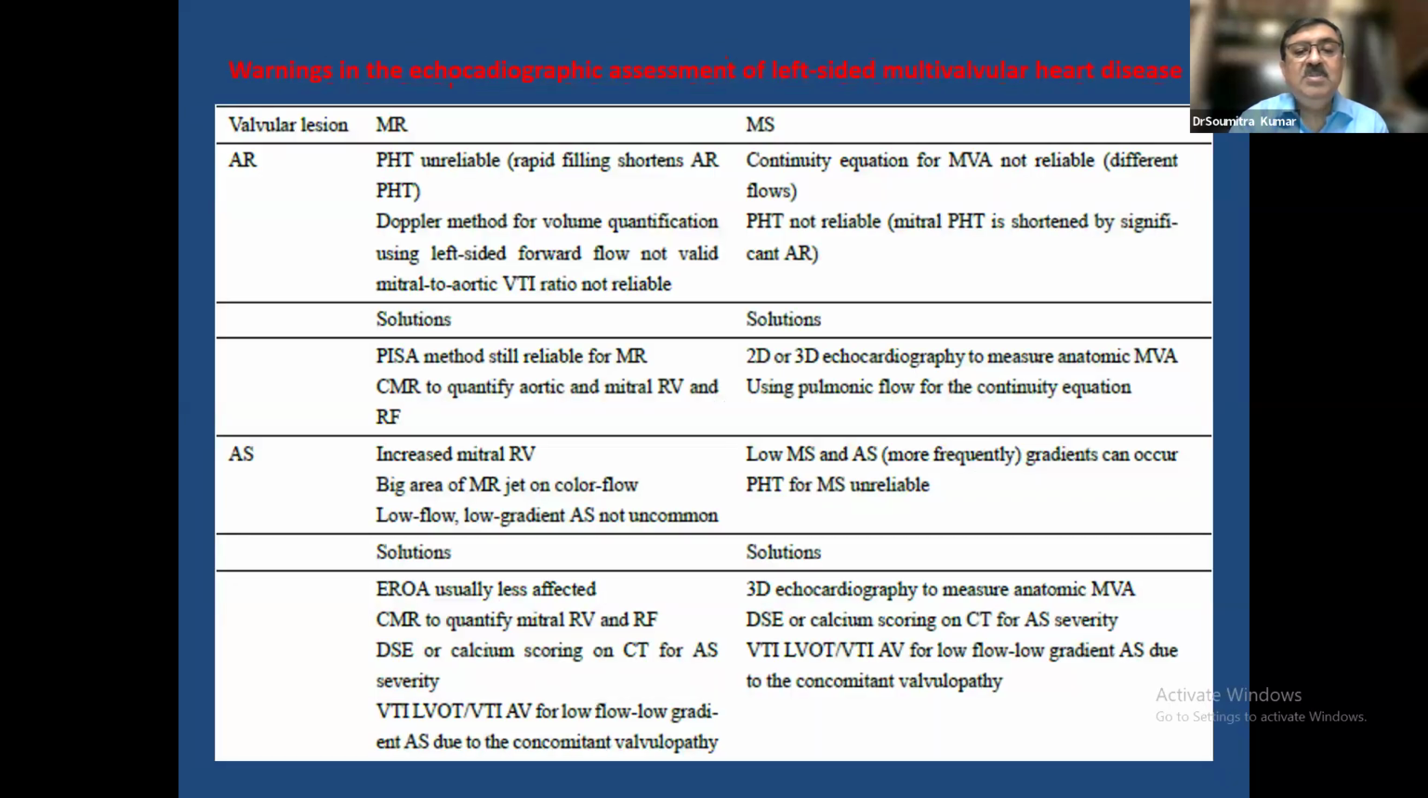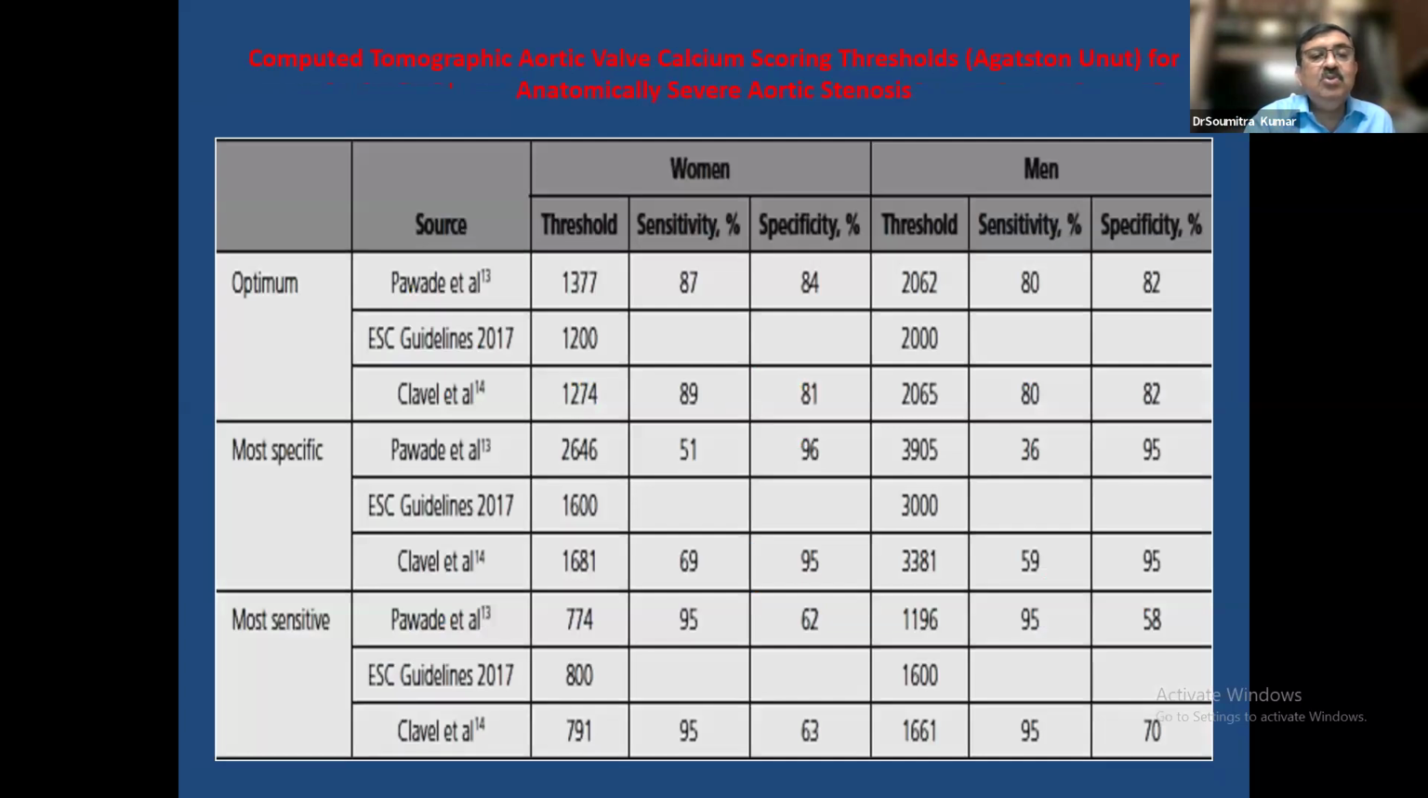These are the tips and tricks. We have to rely these days more on advanced methods of imaging, the MDCT, CMR, and the advanced modes of echocardiography, the 3D echocardiography, especially for planimetric assessment of not only mitral valve area, but also the aortic valve area. So this is calcium scoring with CT, and more specifically, as you know, per the ESC guidelines, for ladies anything more than 1200, and for men anything more than 2000 is taken to be severe.